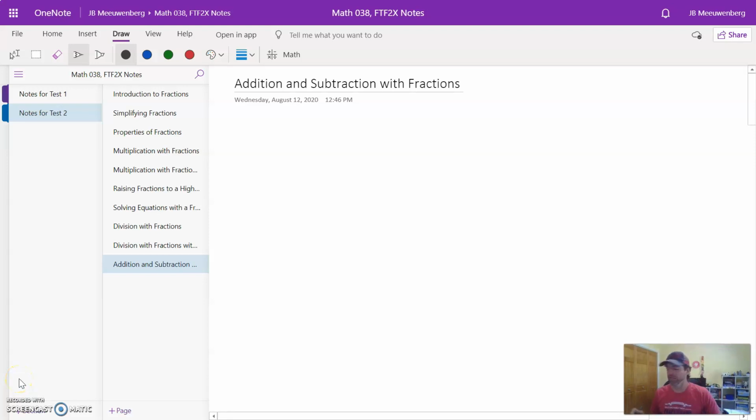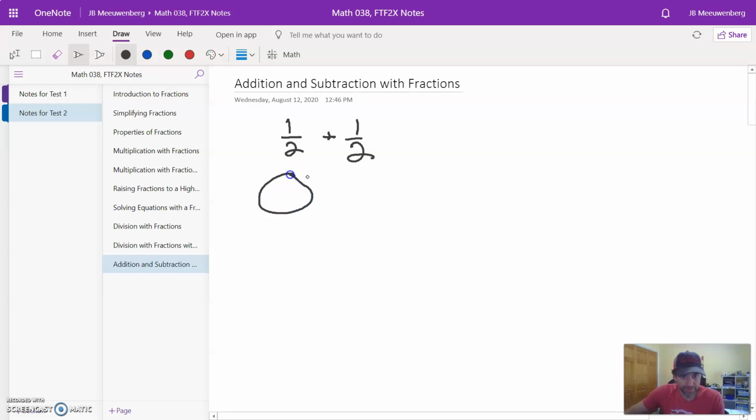We finally made it to a conversation about adding and subtracting fractions. So the way that I want to introduce this is with some drawings, because again, they're so important for us to visualize what's really happening. So we're going to start with the problem a half plus a half.